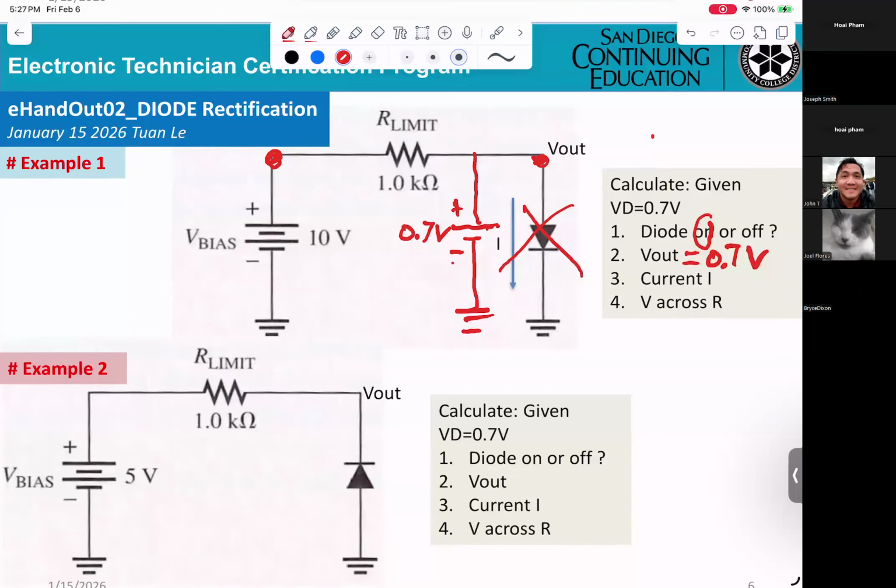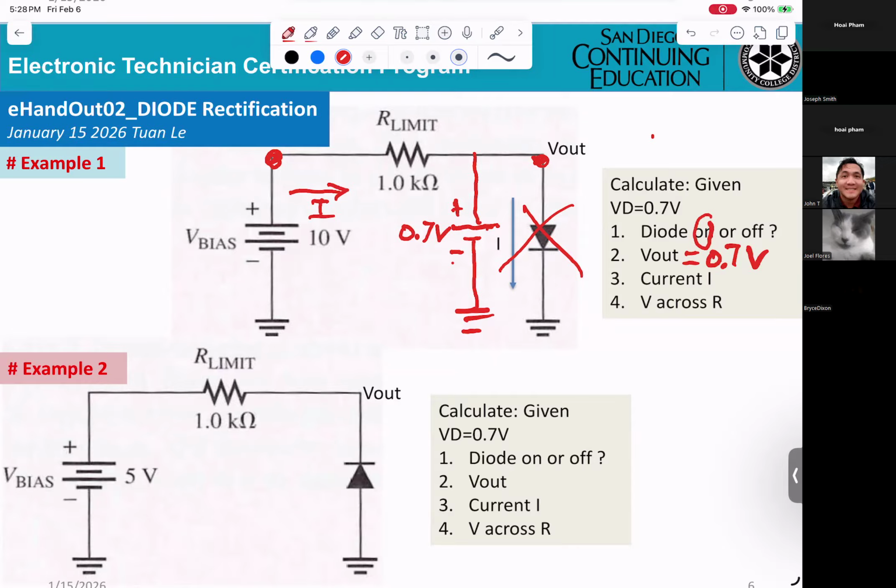So again, when you say the diode is on, do not see the diode symbol anymore. You must substitute the diode by the battery. For a silicon diode, VD equals 0.7 volt. Okay? Now, current will be flowing here, current will be flowing out.